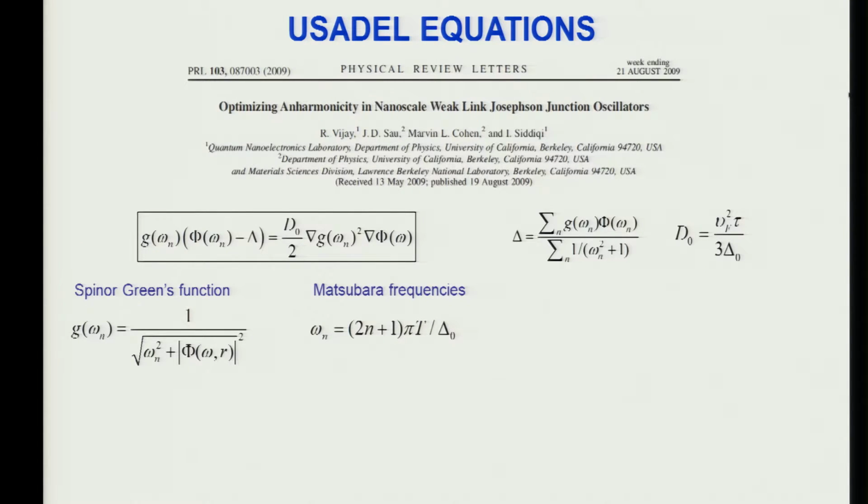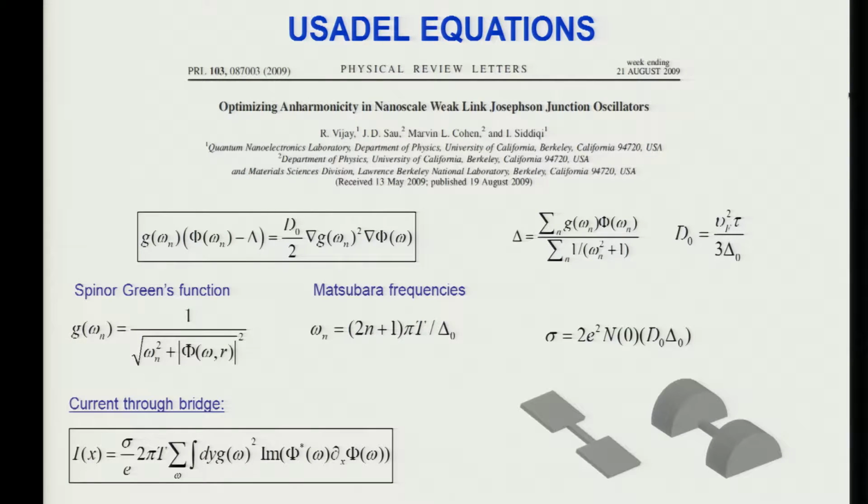Okay, I will spare you all the details of this theory, but it was a very productive collaboration with Jaideep Sao, who was a graduate student with Marvin Cohen at that time. And that was the subject of this PRL paper. So one goes ahead and tries to solve these spinor Green's functions. In particular, at finite temperature, we did an expansion in Matsubara frequencies. And with this in hand, you can calculate the current, specifically through these junction structures.